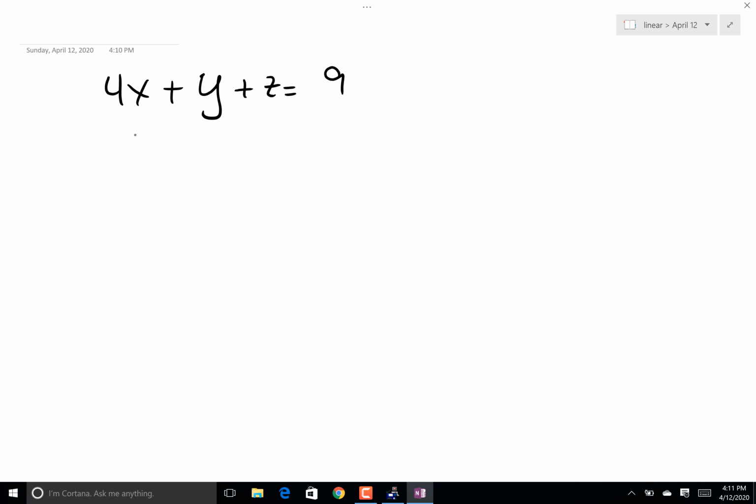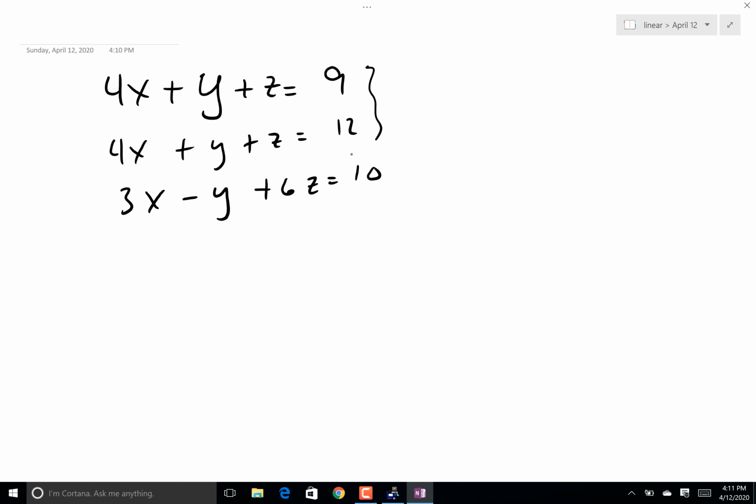And 2, I'm going to do 4x plus y plus z equals 12, and then 3x minus y plus 6z equals 10. Now, I did this because obviously the top 2 are parallel lines. They have the same exact slope, different, if you will, constant over here. They cannot be the same. They both can equal 9 and 12 at the same time.